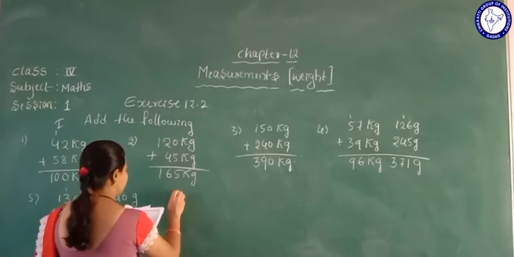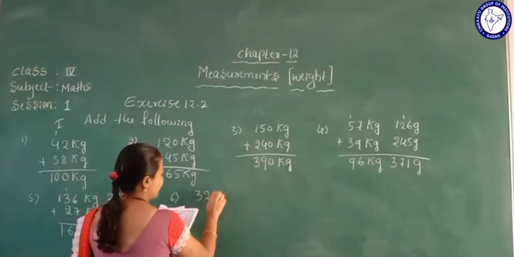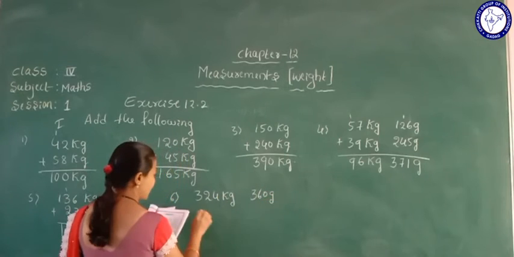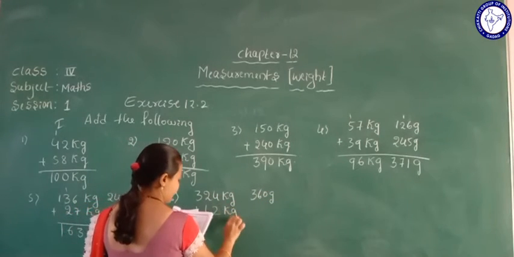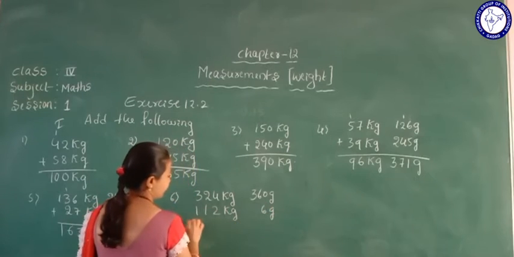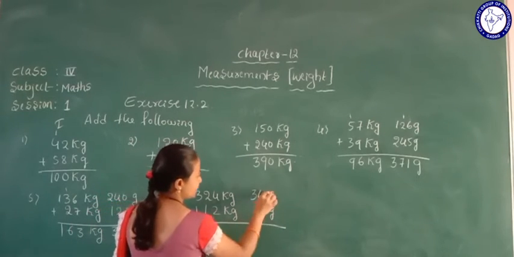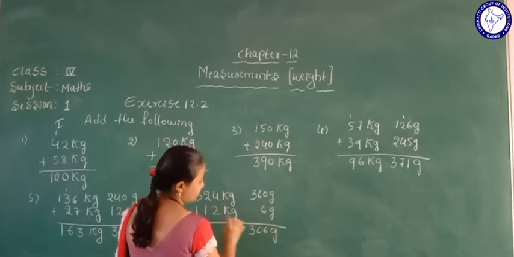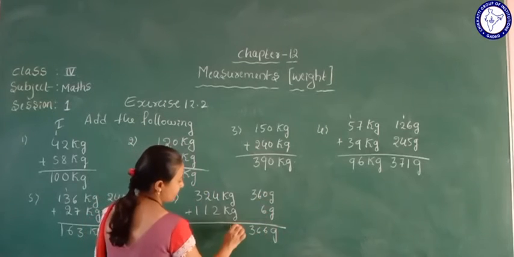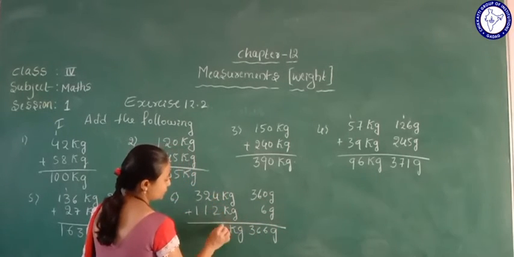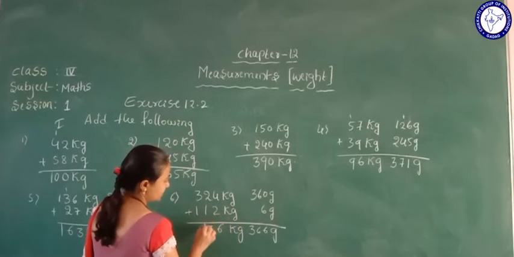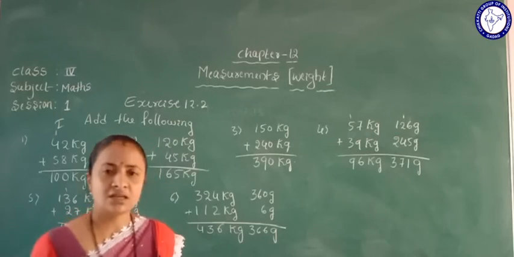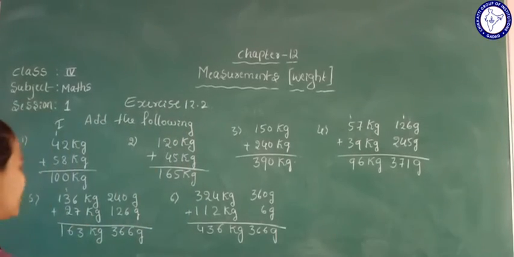Okay. Next one, 324 kg 360 gram plus 112 kg 6 gram. Yes, we'll add these two. 0 plus 6, 6, 6 as it is, 3 as it is, 366 grams. Next we'll add kg. 4 plus 2 is 6, 2 plus 1 is 3, 3 plus 1 is 4. 436 kg 366 gram. Okay, this is the first question.